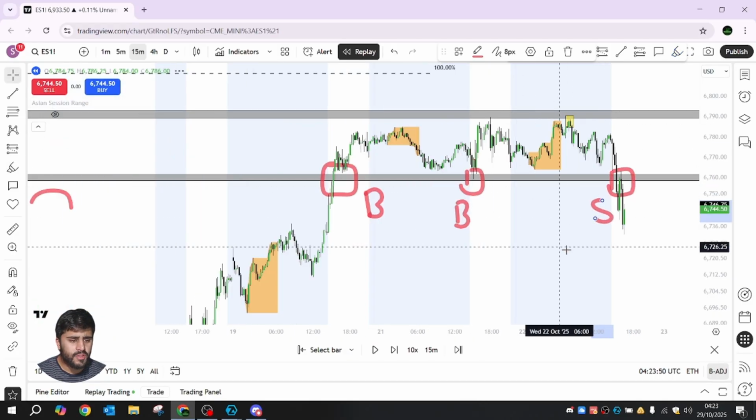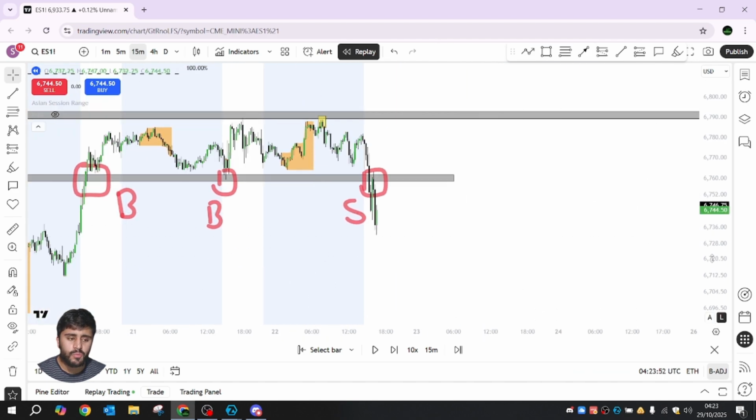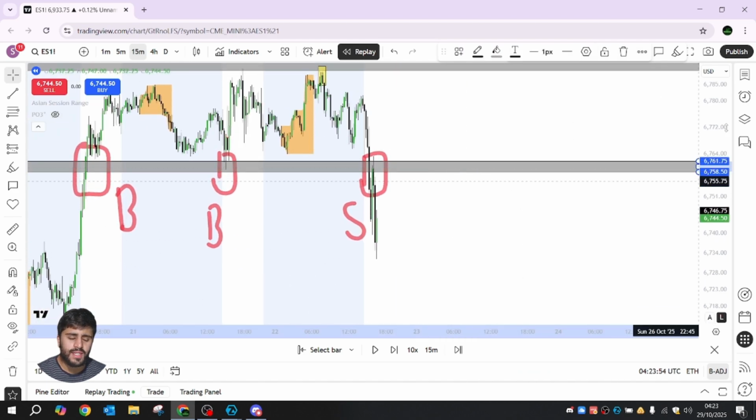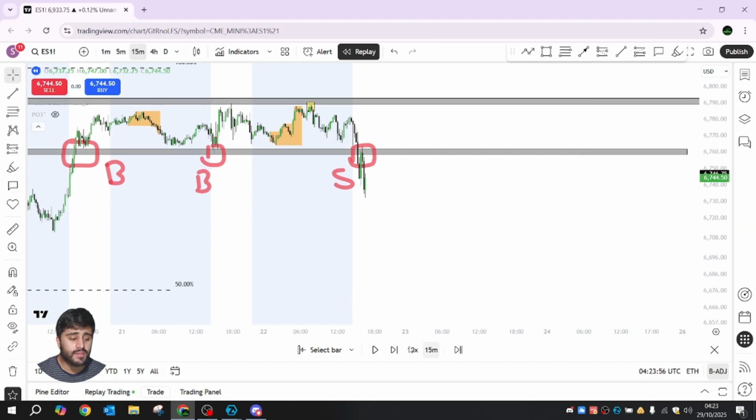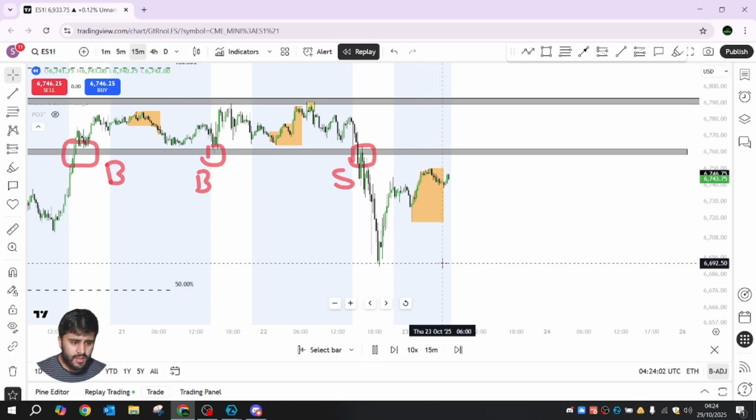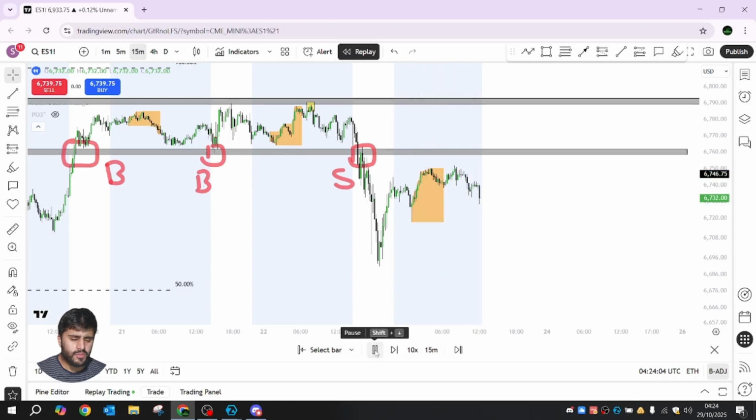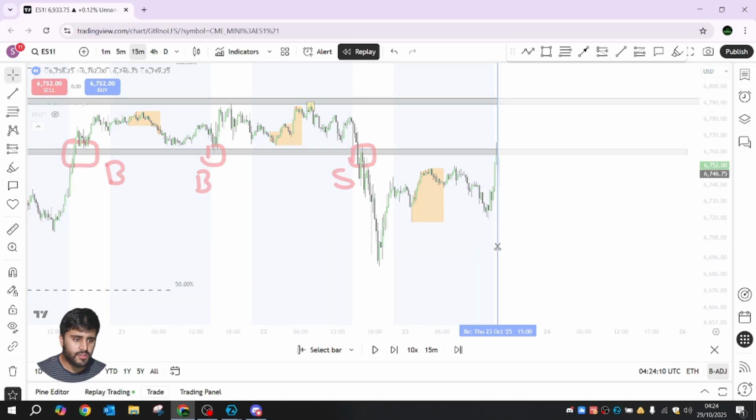Now, I promise you, your daily bias will be so much easier. It'll be a lot easier to determine if you simply knew where these levels were. So let's go into Thursday's price action. So this is now Thursday, the 23rd of October. So as the market opens, right? So here's the market. Let's just break this down.